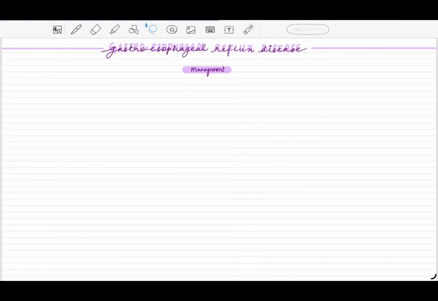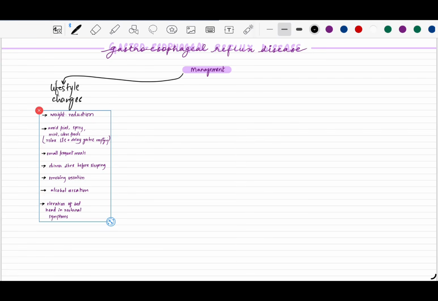The next thing we will be discussing is the management of GERD. The first thing that we suggest a patient before the start of pharmacological treatment is lifestyle changes. These include weight reduction, avoidance of fried, spicy, minty, and citrusy foods, small frequent meals, dinner should be 2 hours before sleeping, alcohol and smoking cessation, and elevation of bedhead in cases of nocturnal symptoms.